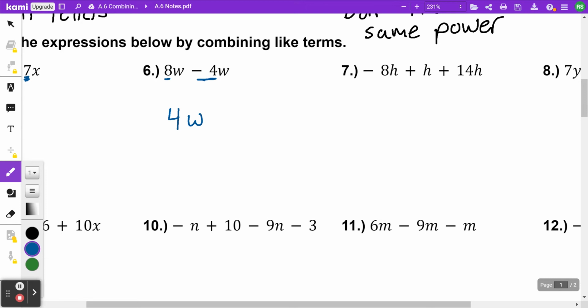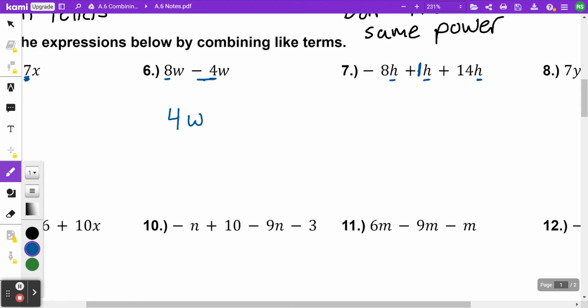Okay, when we do this, we got to make sure we pay attention to our positives and negatives here. So for number 8, negative 8h plus h, which is the same as 1h there. So negative 8h plus 1h plus 14h. Okay, since they all have the same last name, they're the same letter to the same power. They are all like terms. We can combine them down into one.